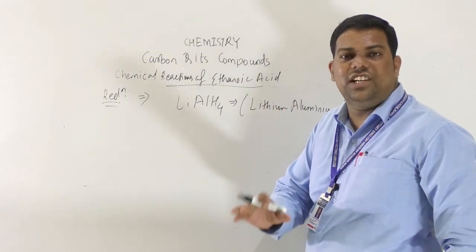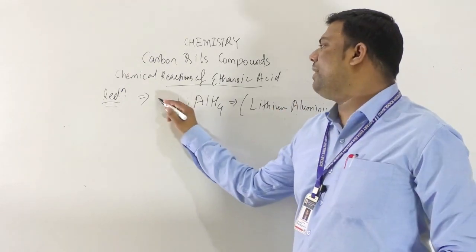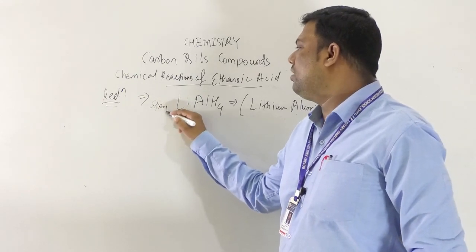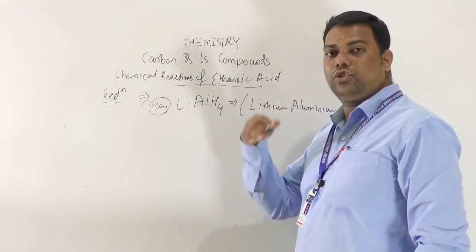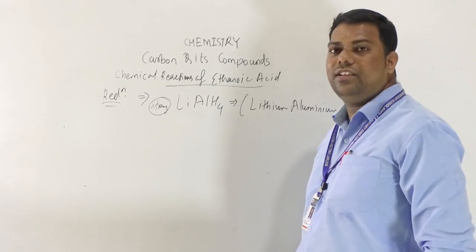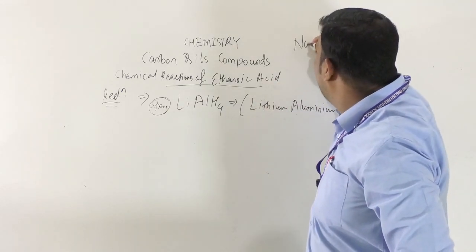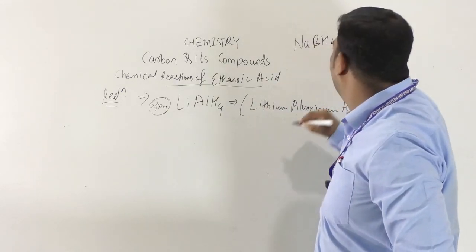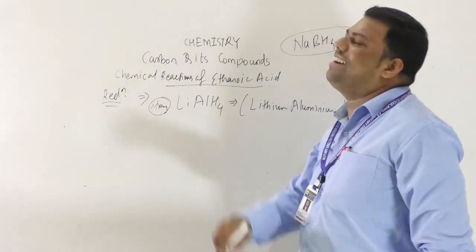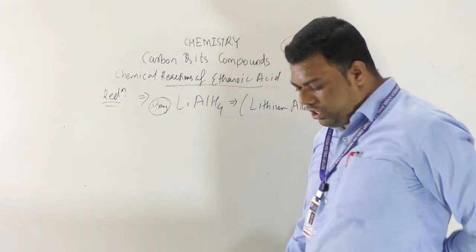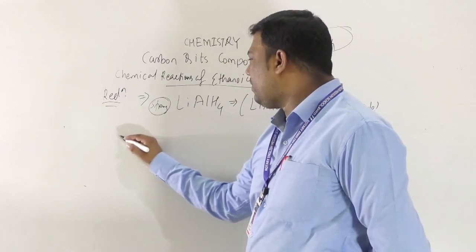Like that, here also there are weak reducing agents. These are strong; weak ones also exist, such as sodium borohydride, NaBH4. Sodium borohydride. Okay. So see here how we can prepare, beta.